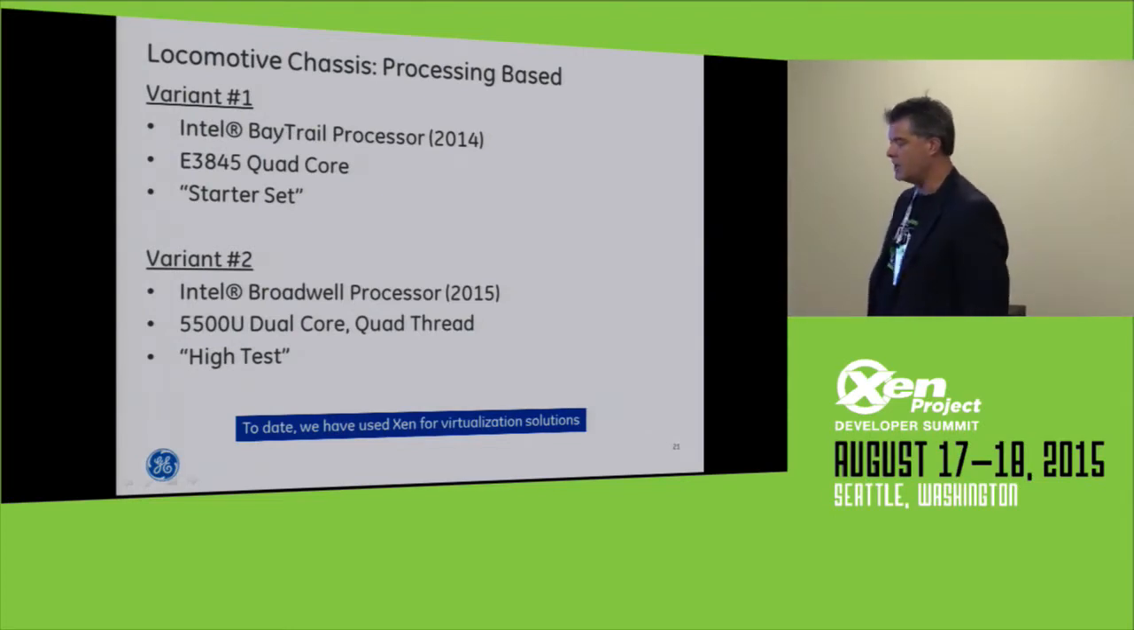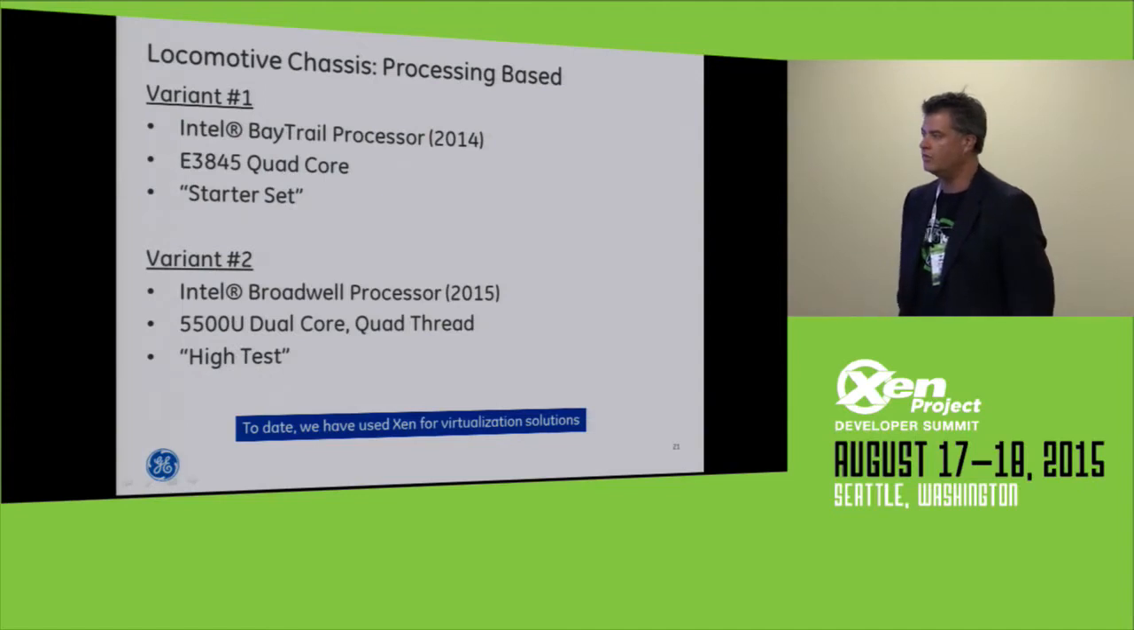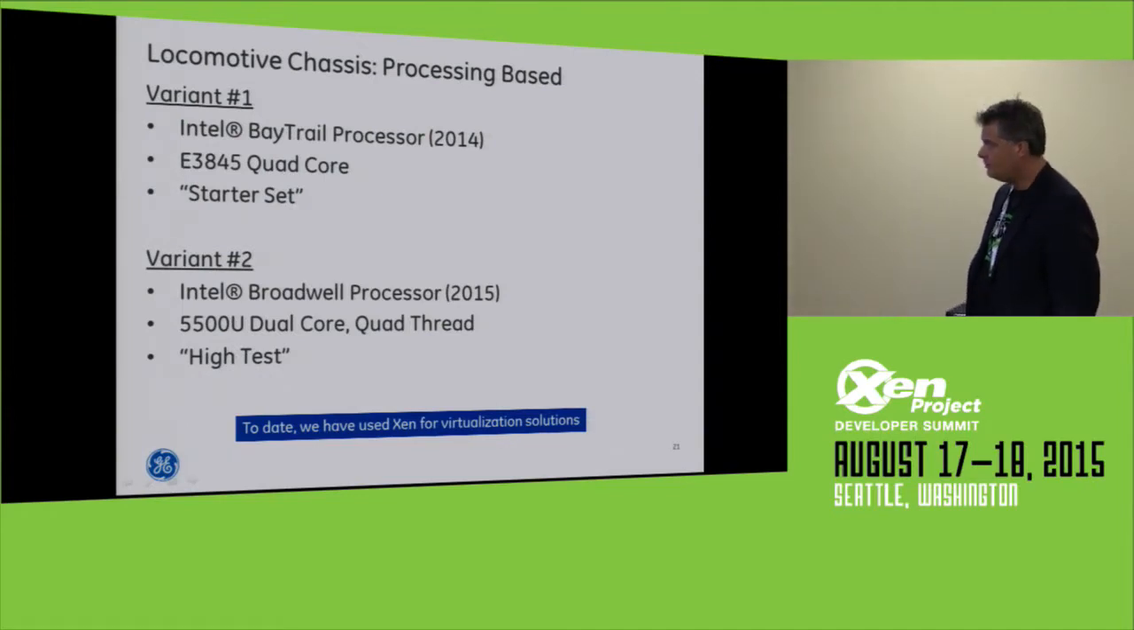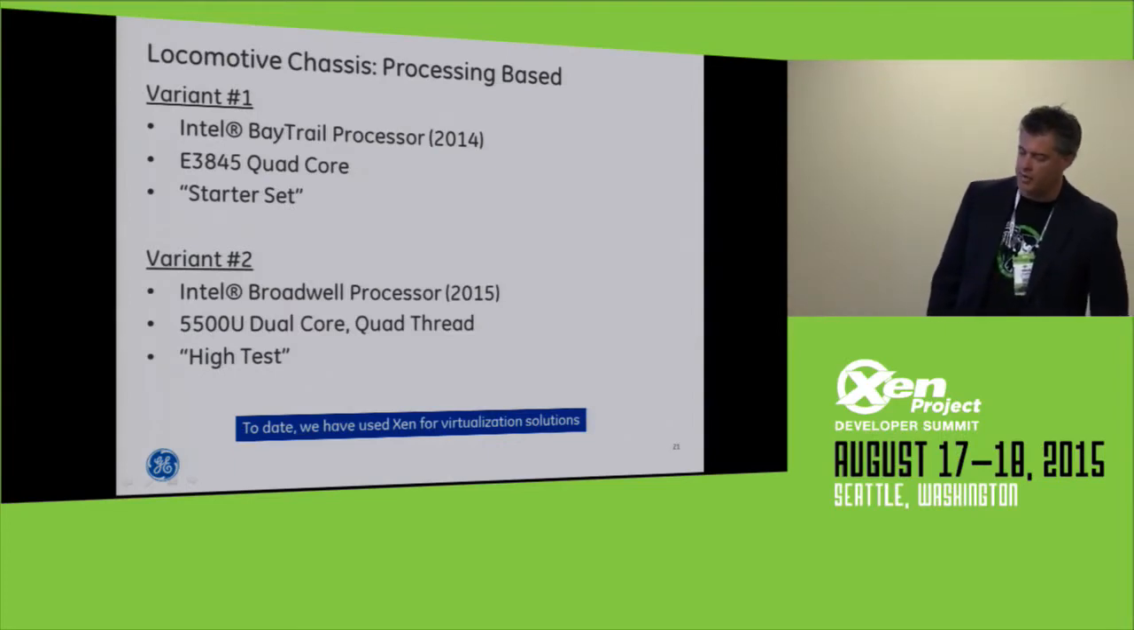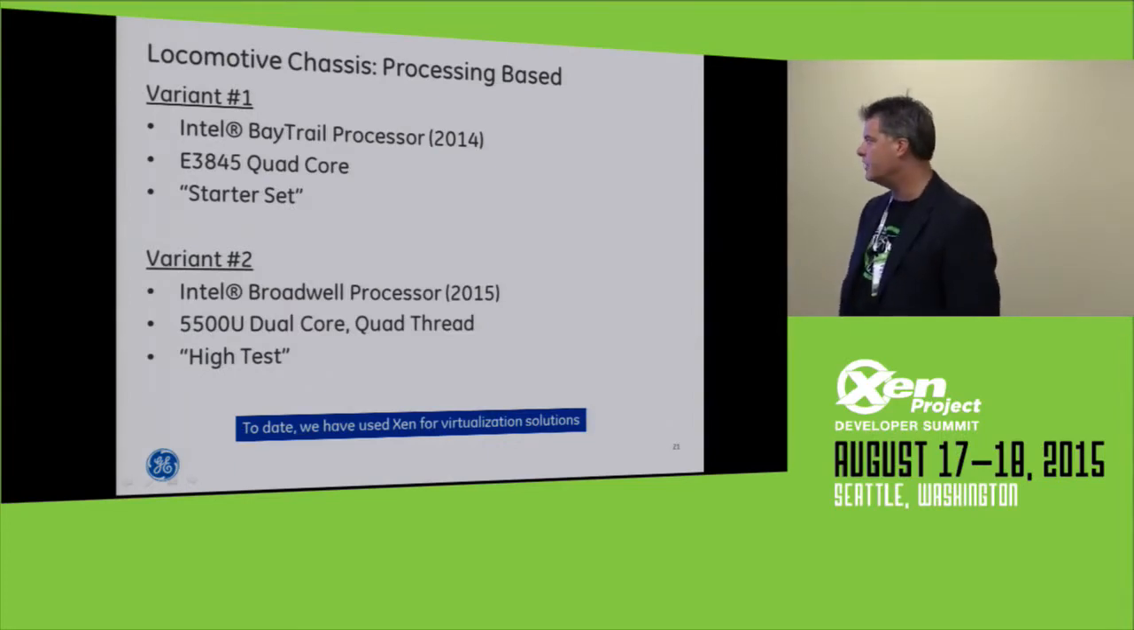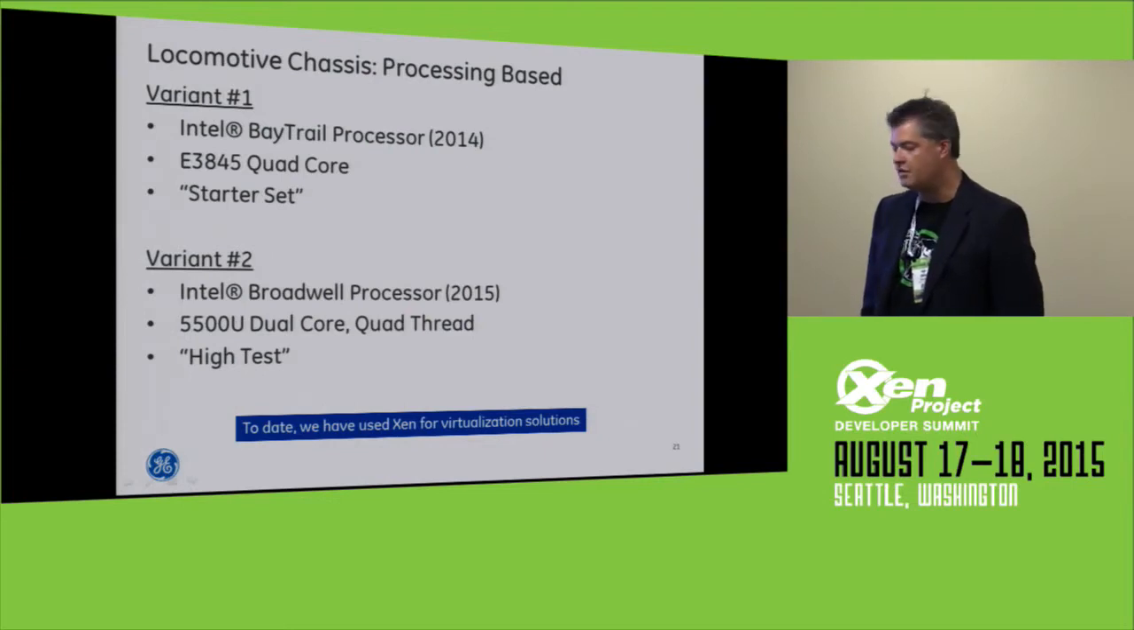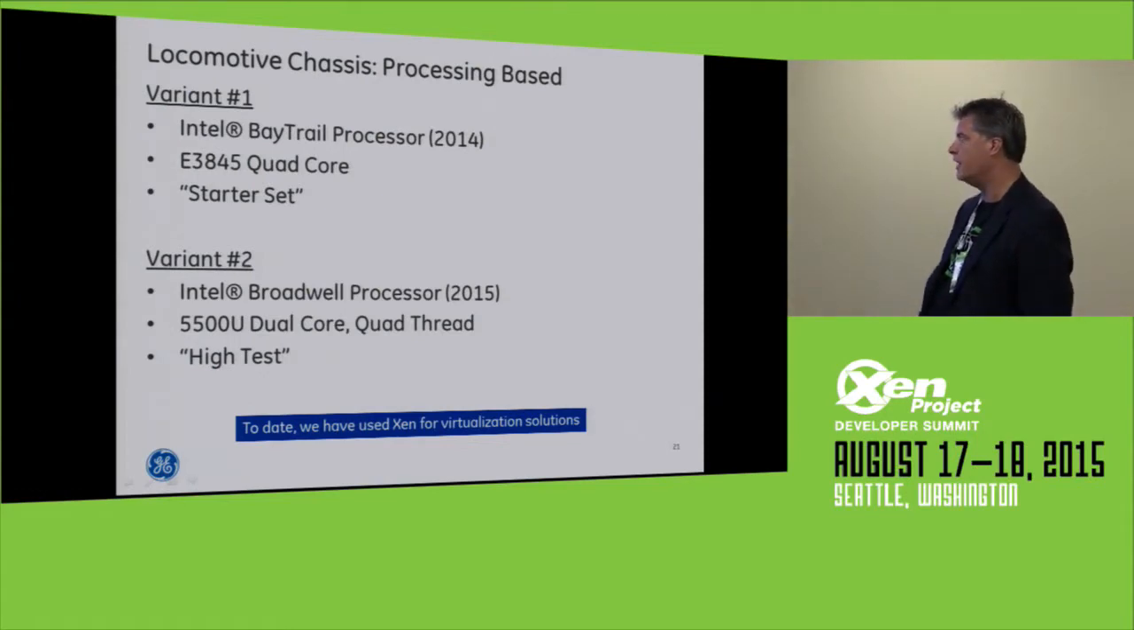The first is an Intel Bay Trail processor. It was released in the fourth quarter of 2014. It's labeled as an Atom because they didn't want to market it separately, but its architecture is certainly a lot different than Atom. It's called an E3845. It's quad-core running at 1.9 gigahertz. A lot of the virtualization extensions that that particular processor has were borrowed from the Core i5.